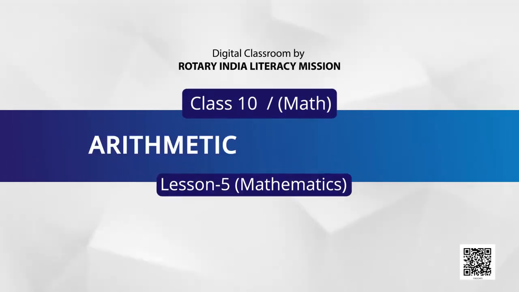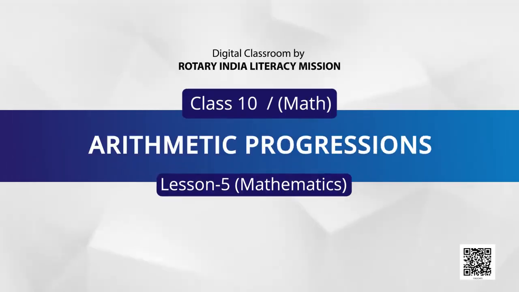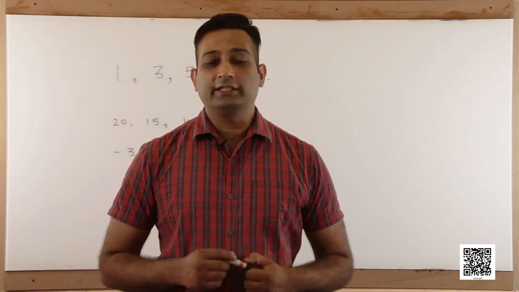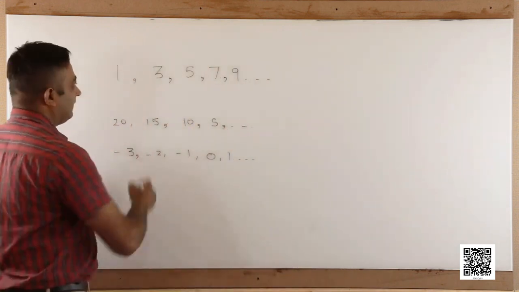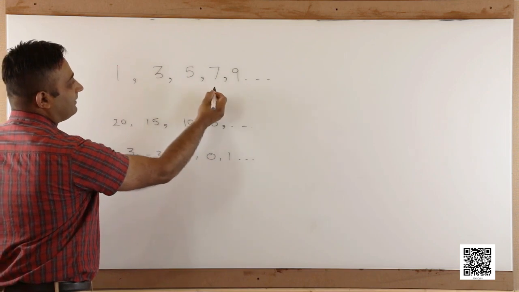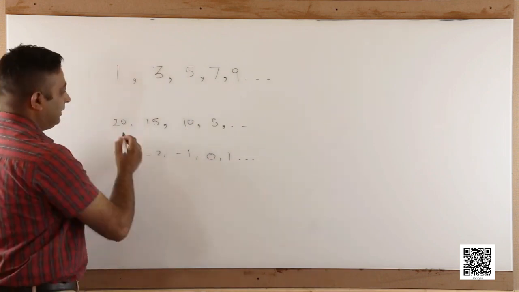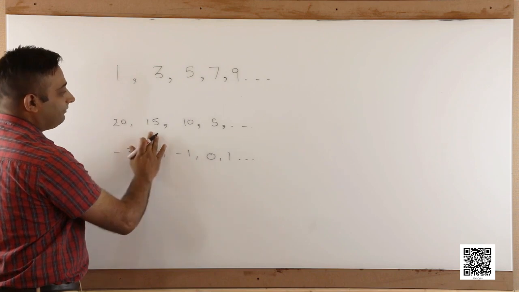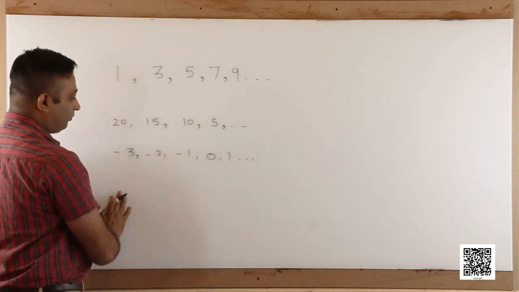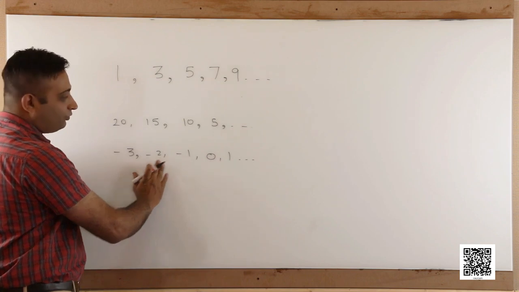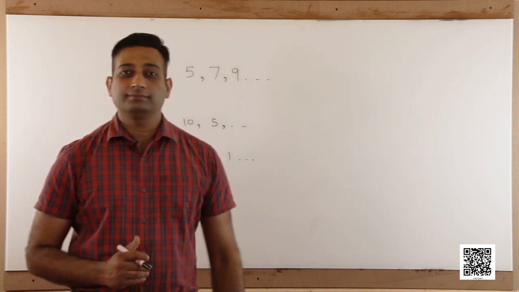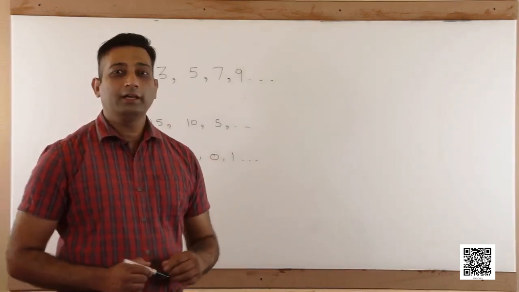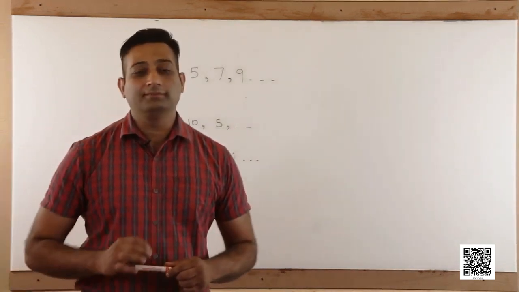Today we will discuss chapter 5 of class 10th, that is arithmetic progression. Dear students, let us consider the following list of numbers: 1, 3, 5, 7, 9 and so on. Second list: 20, 15, 10, 5 and so on. Third list: -3, -2, -1, 0, 1 and so on. Each of the numbers in these lists is called a term.